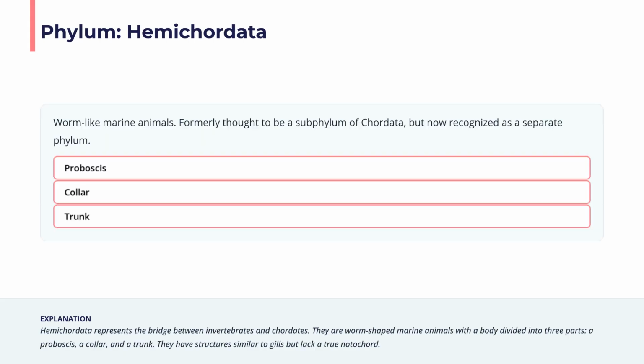Hemichordata acts as a bridge between invertebrates and chordates. These worm-like marine animals have a body divided into a proboscis, collar, and trunk, lacking a true notochord.